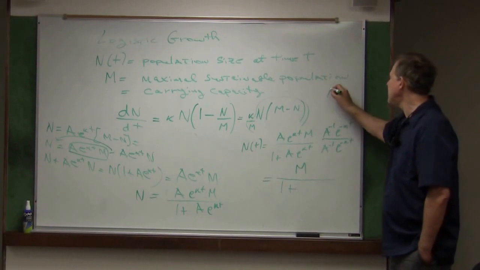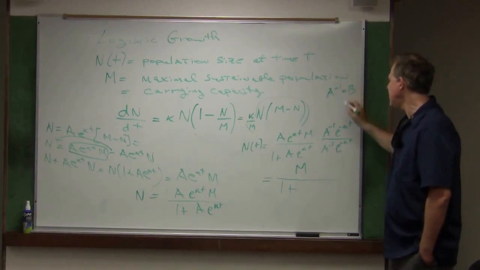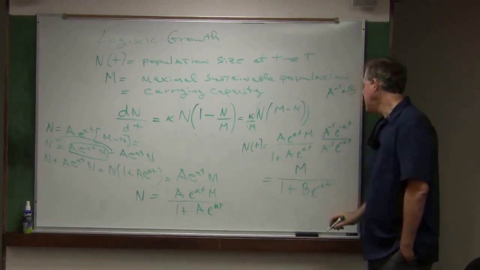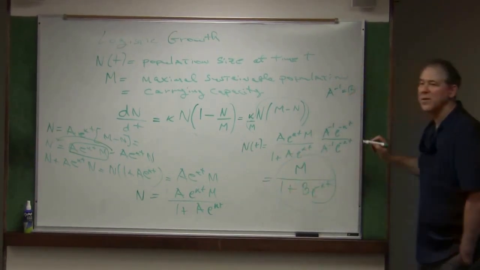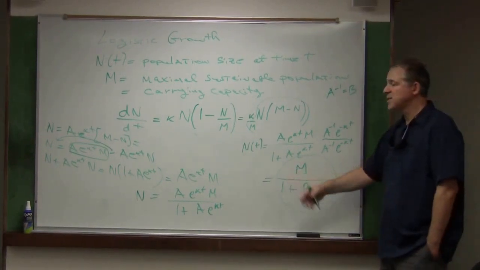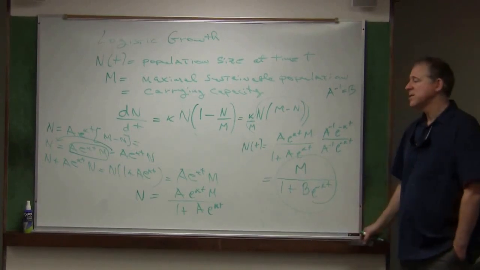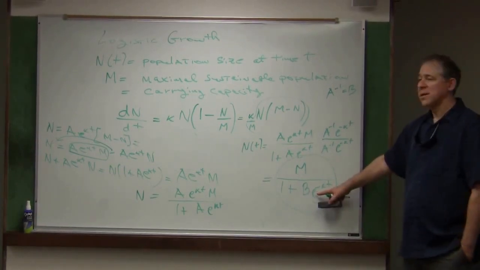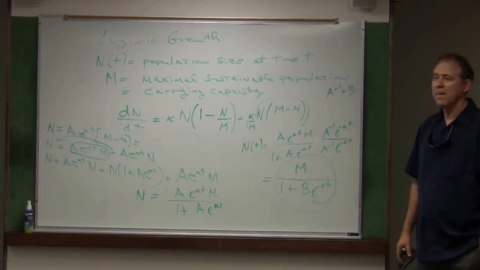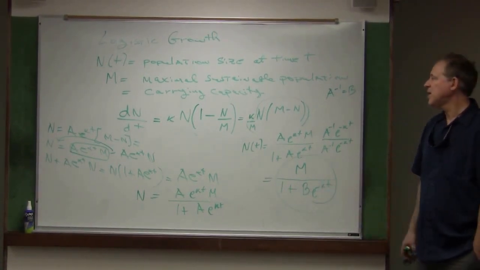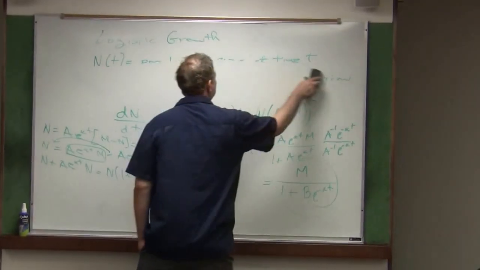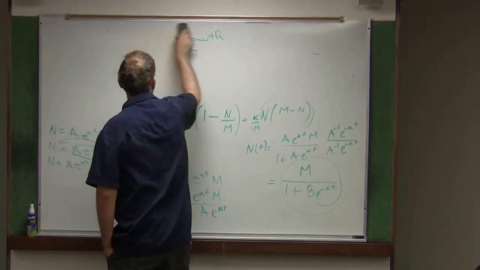Let's call a to the minus 1 b. Let's just give it a name. And so we've got b e to the minus kt. This is the normal form, the usual form that you see logistic growth written in. That would be the solution: some constant times e to the minus kt. Now it's not hard to figure out what that b is from the initial condition.